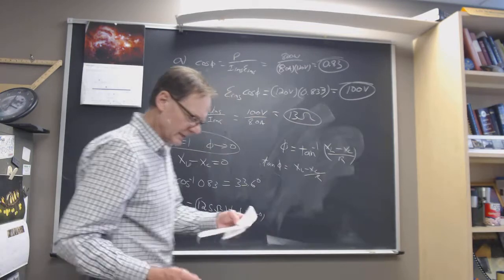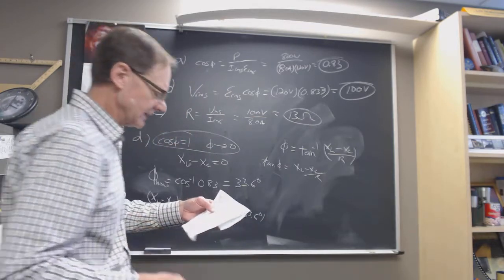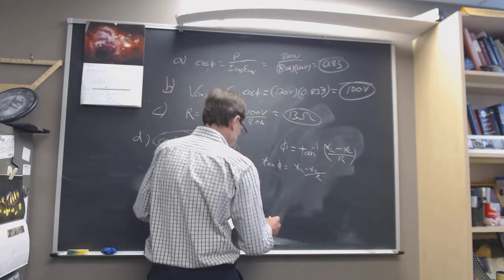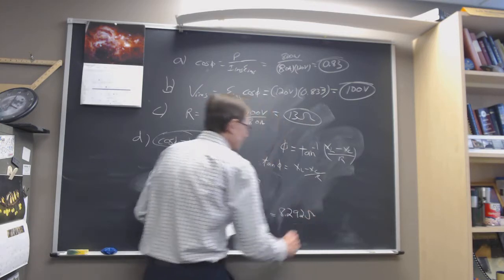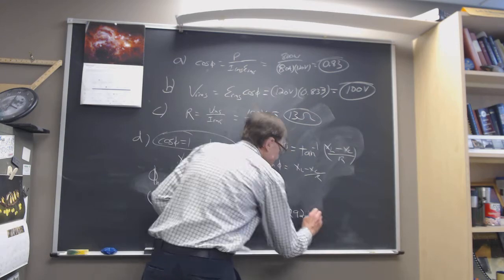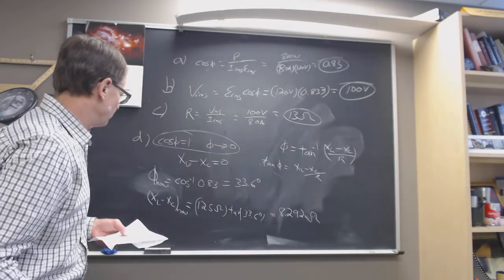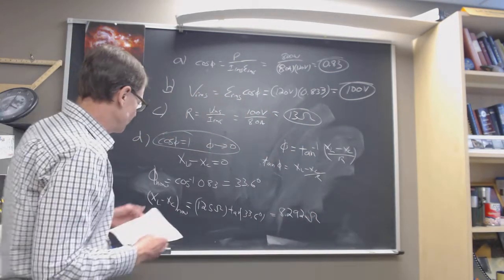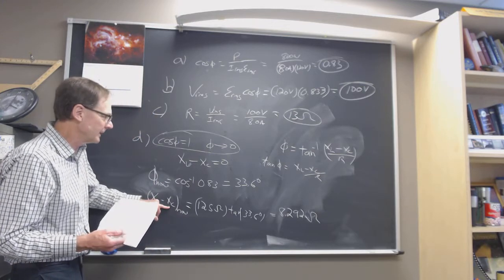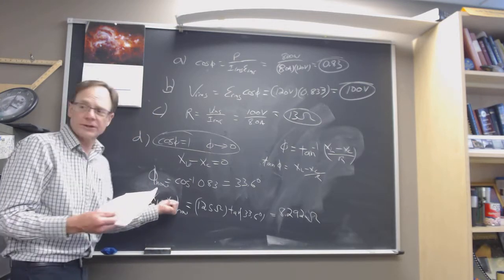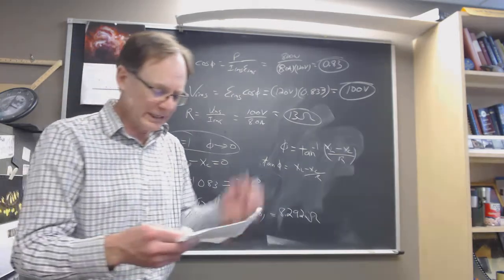Let's see what I got there when I did that. That's 8.292 ohms is what I got. And so that looks pretty good. We need this to go to 0. So we need that x sub L minus x sub C is 8.3 ohms. We need to add 8.3 ohms of capacitive reactance.